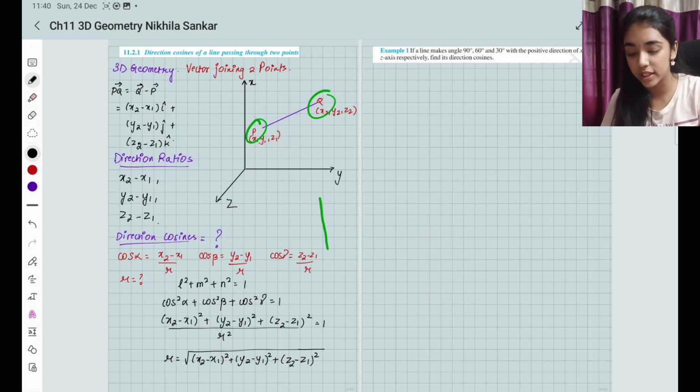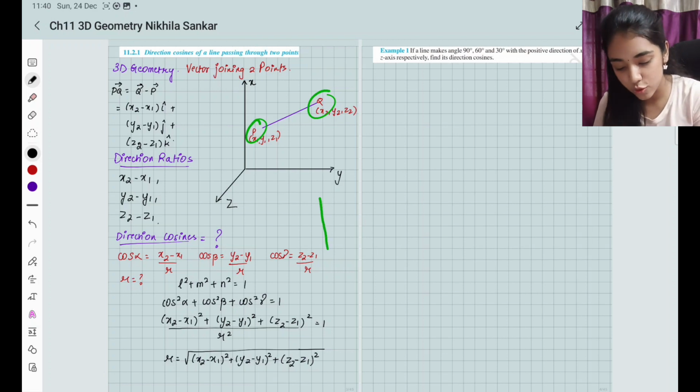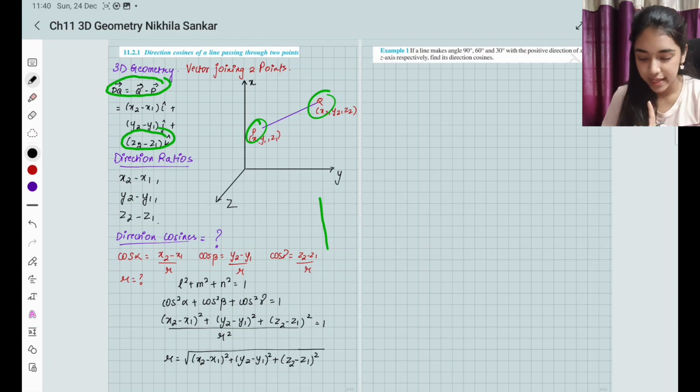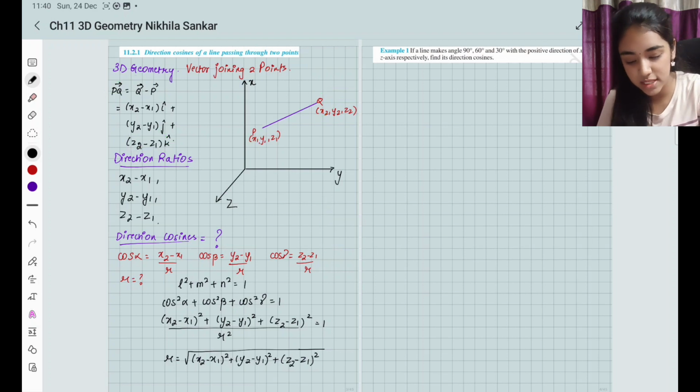அப்போ எப்படி இருக்க போகுது? So my vector is going to look something like this. PQ is going to be Q minus P. இது வரைக்கும் எந்த சேஞ்சும் கிடையாது. என்ன சேஞ்ச் ஆகுது? One extra z coordinate is getting added. Do you see? x2 minus x1 i cap, y2 minus y1 j cap, z2 minus z1 k cap. Okay, so this is getting added.